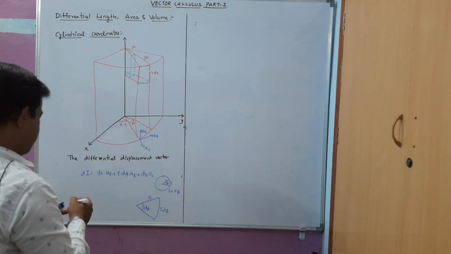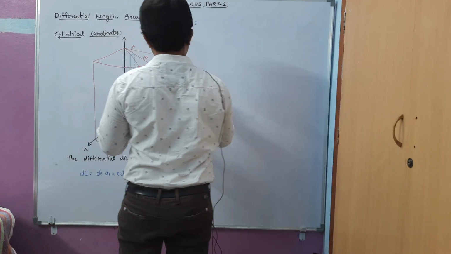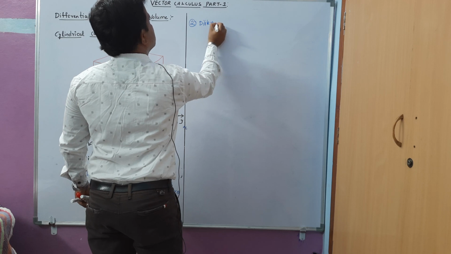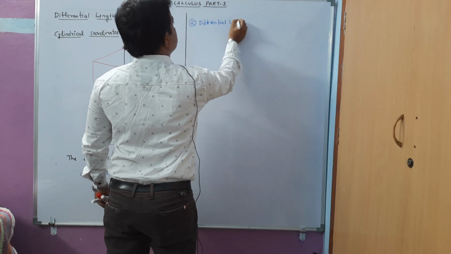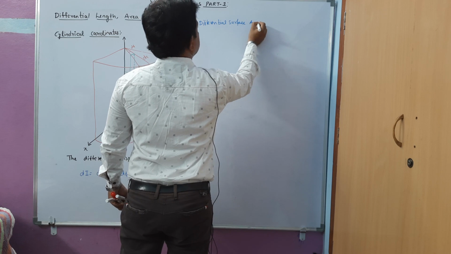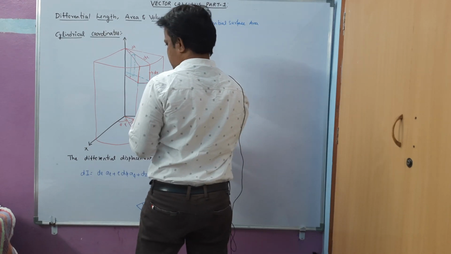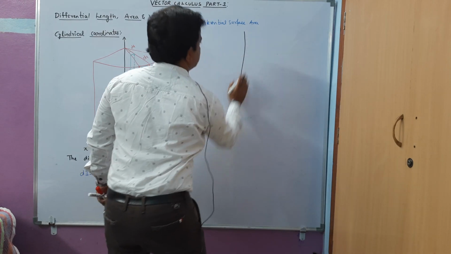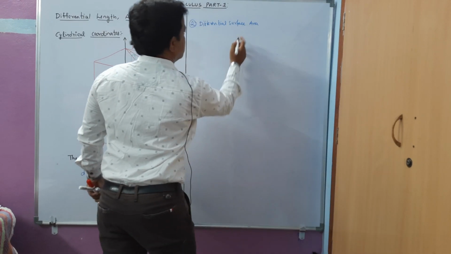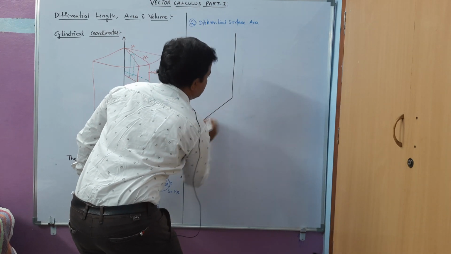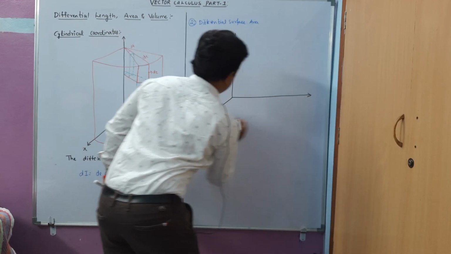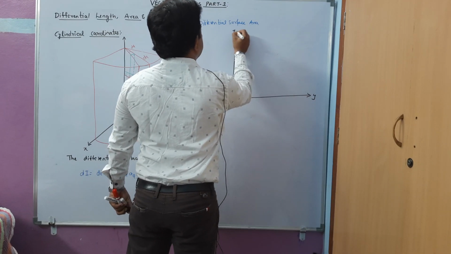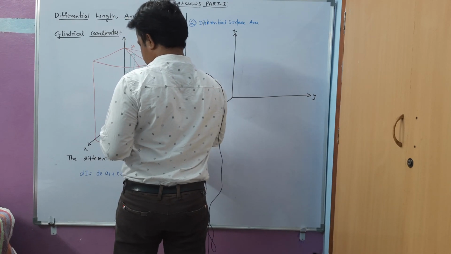Okay, similarly we have to see the differential surface area. Differential surface area will become like this. We have to draw the diagrams again from the figure. Let me draw the diagram here. We should be very careful in drawing this one, a lot of care should be taken. This is the X axis, this is the Y axis, and this is the Z axis. Now let me draw with the other color here.